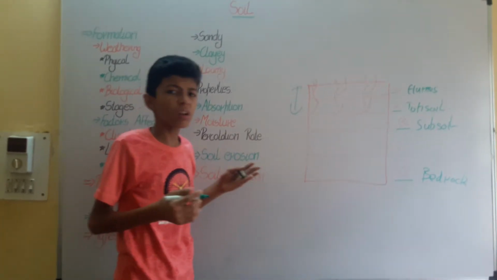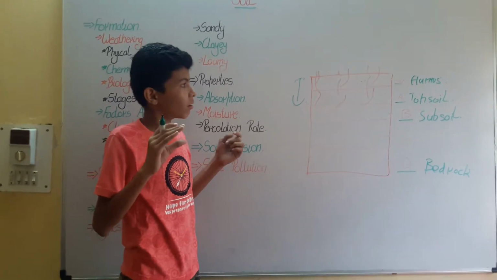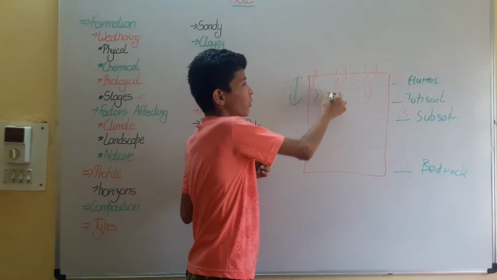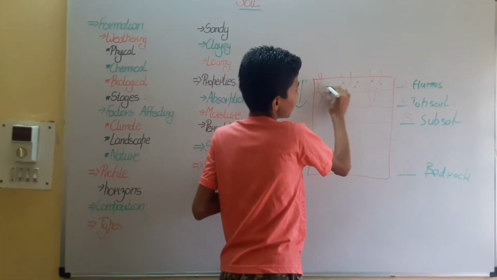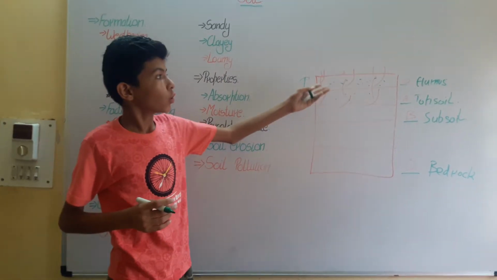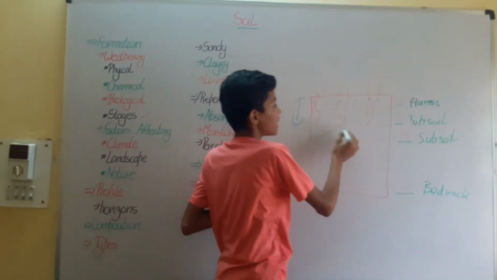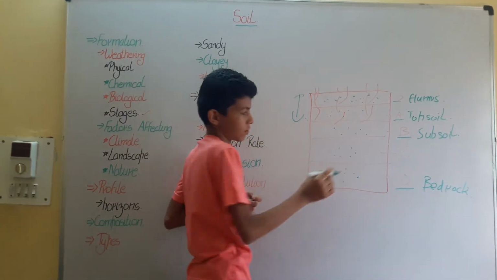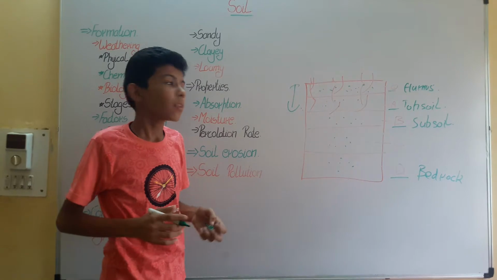This is much more than the humus. The humus is very thin, but the topsoil also contains nutrients, not as much as the humus contains, and these nutrients decrease as we go toward the center of the earth. Then comes the subsoil.